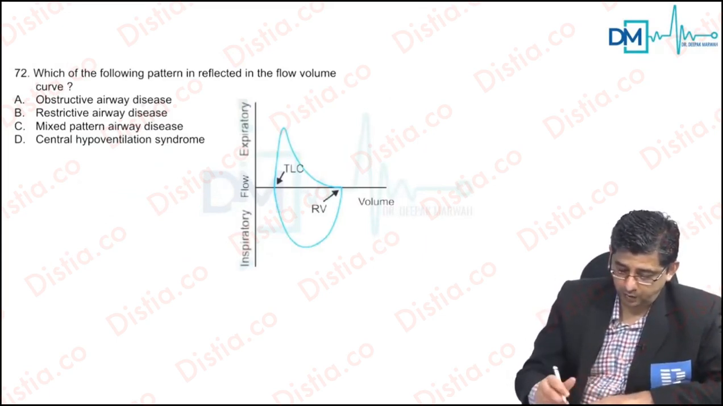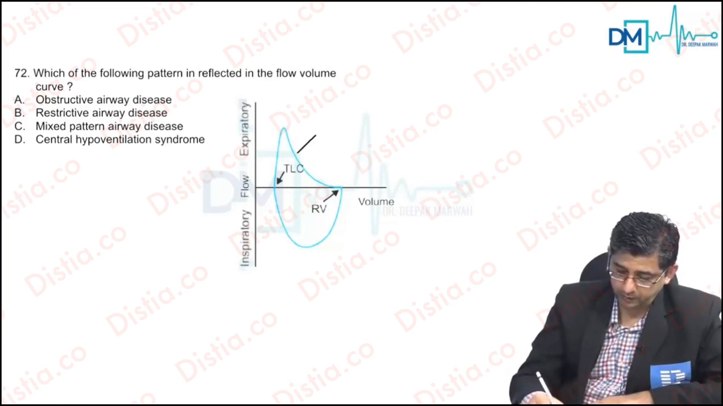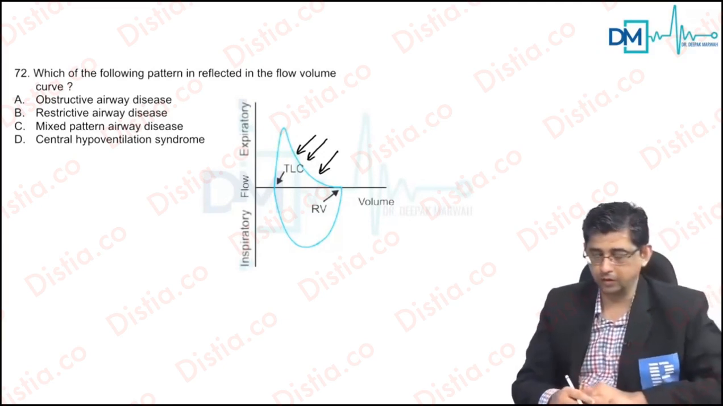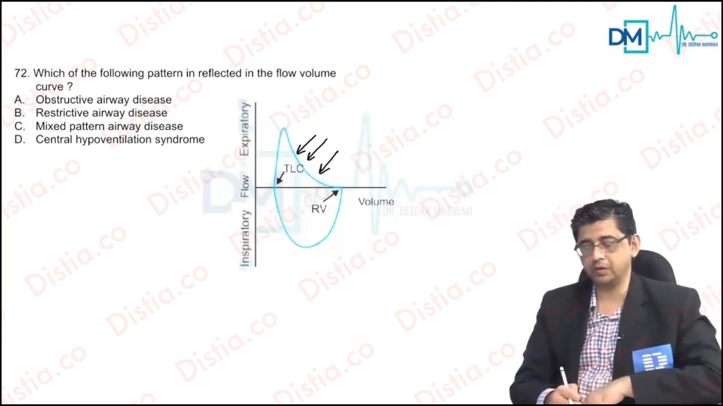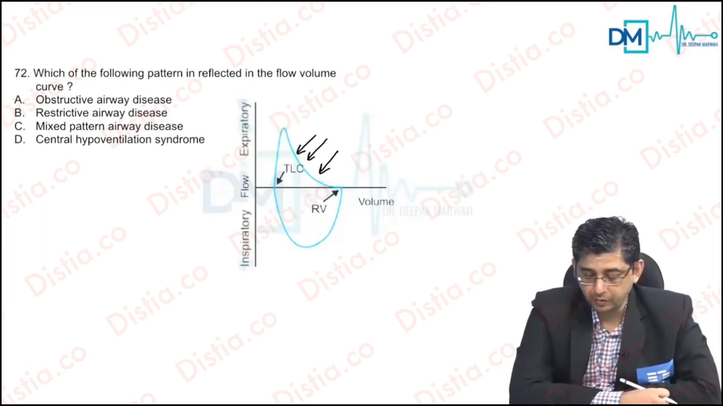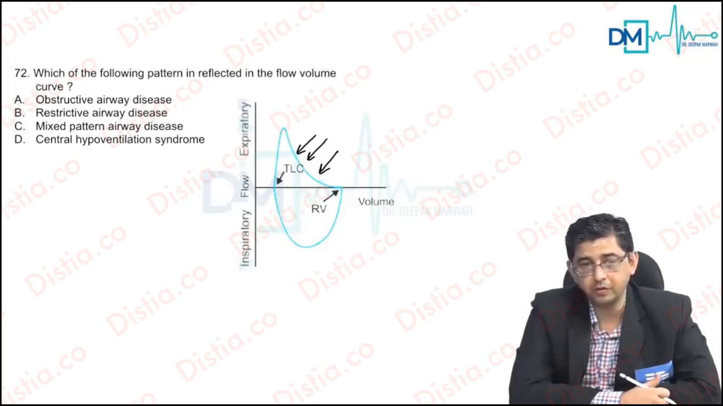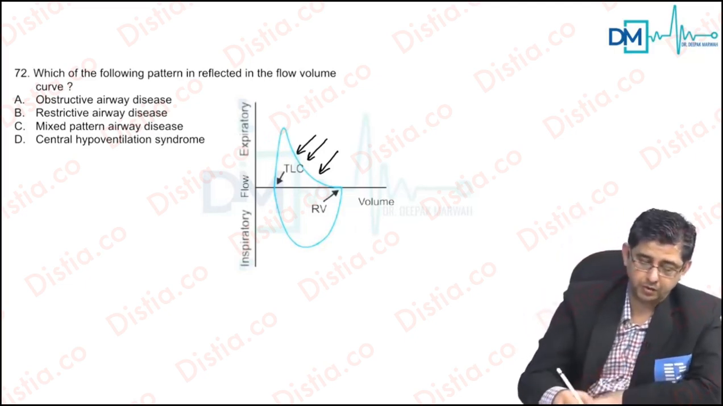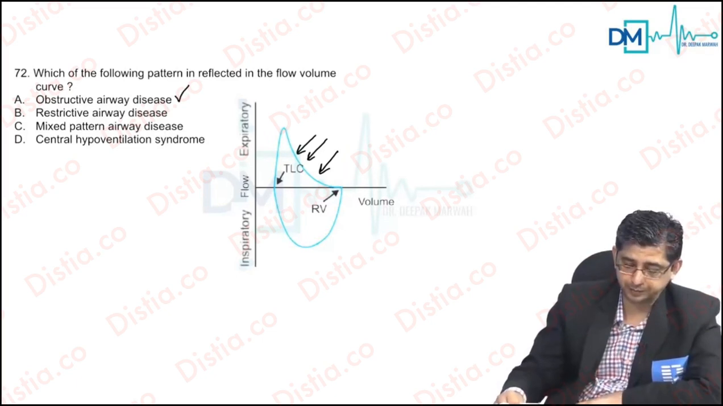In this case, I would like you to notice a very characteristic concavity in the downswing of the inspiratory part of the flow volume curve. The image here shows a flow volume curve, and in the inspiratory part there is a narrowing, so that is in favor of a diagnosis of bronchial asthma. The answer would be obstructive airway disease.